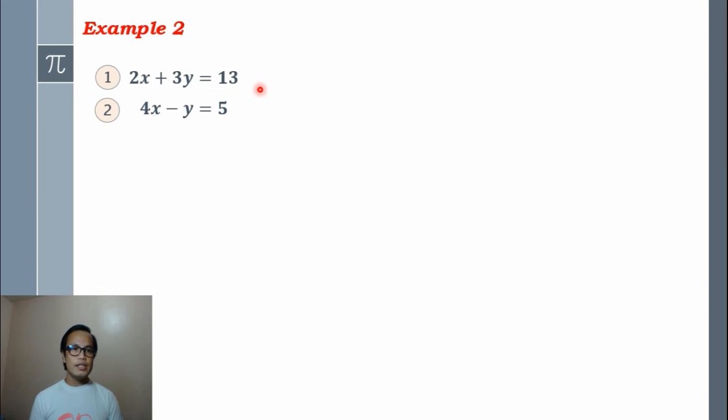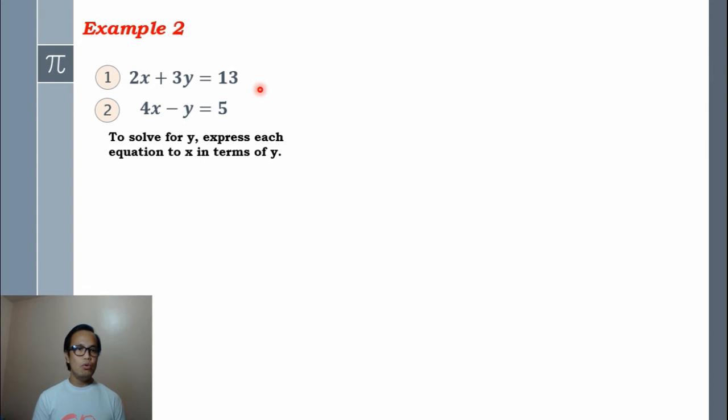So let's proceed to our second example. We are given the set of equations. Equation 1 is 2x plus 3y equals 13, and equation 2 is 4x minus y equals 5. Now the same process. To solve for y, we need to express each equation to x in terms of y. This time, we will solve for y. We express each equation to x in terms of y.